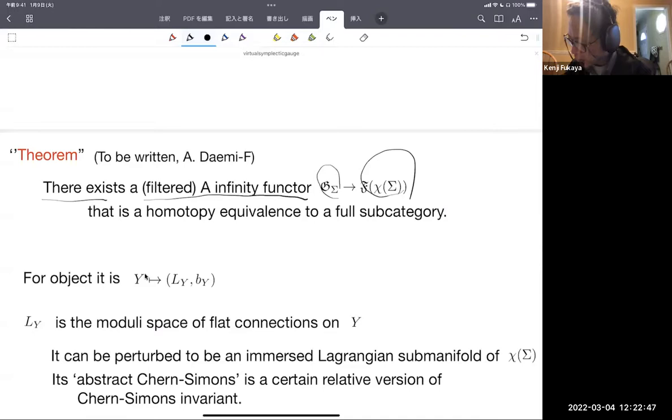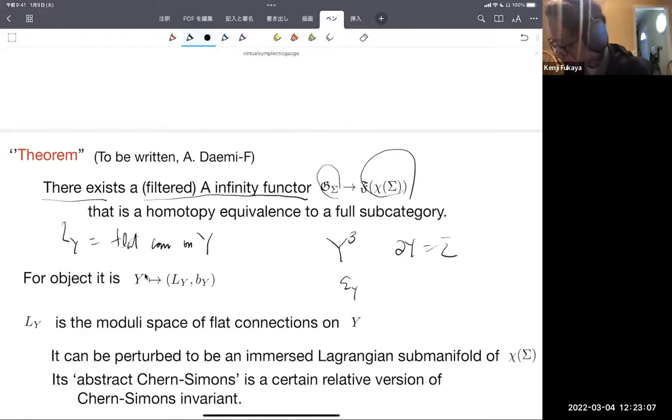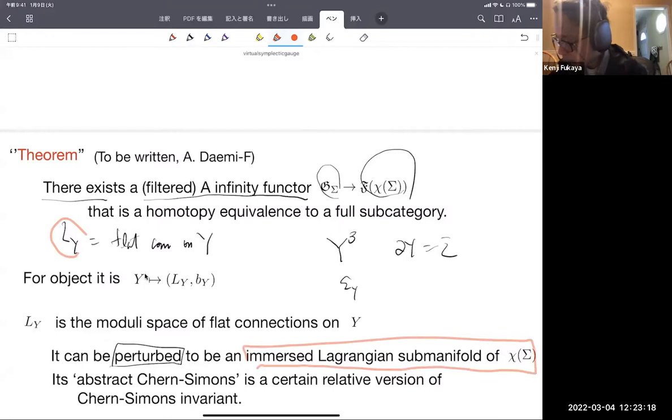So what is the functor on objects? You have a Y, a 3-manifold whose boundary is sigma, given with a bundle E of Y. Then you take this L of Y, which is the flat connections on Y. Of course, in general it is singular, but you can perturb it so that this L of Y is an immersed Lagrangian submanifold of the space of flat connections on sigma. The map is, of course, that you have a connection A, and you just restrict it to sigma. And this is a Lagrangian immersion after appropriate perturbations.